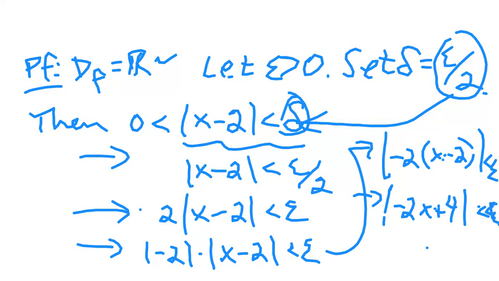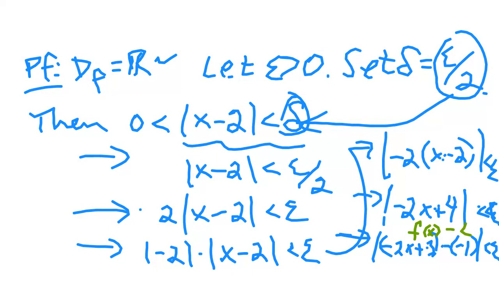But anyway, that's epsilon there, which implies the last step. So it's -2x plus 3, I believe, was our function. And then minus a -1 is less than epsilon. So once again, this is f of x minus L, right, is less than epsilon. Therefore, what we can say is the limit as x approaches 2 of -2x plus 3 does exist and equal -1. So we're done.